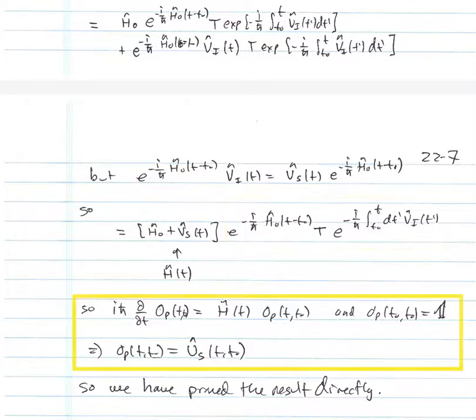So what we have shown is i h bar d by dt of this operator, which we know is the Schrodinger time evolution operator, is indeed equal to H of t times this operator. And the operator, when I evaluate it at t0, is just equal to 1. That tells us this operator is the Schrodinger time evolution operator. And we've proved the result directly simply by using the equation of motion.